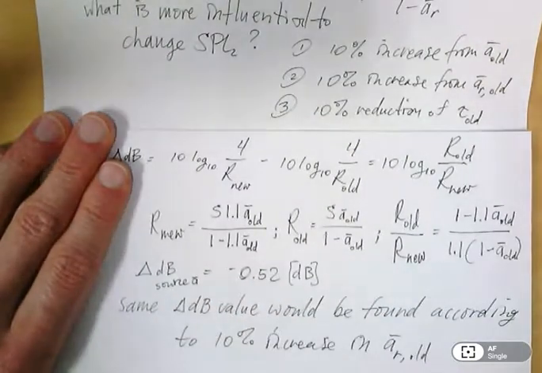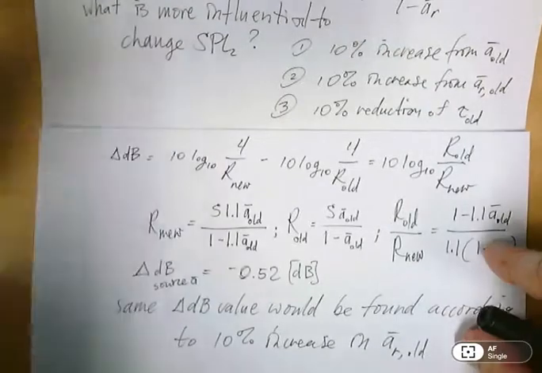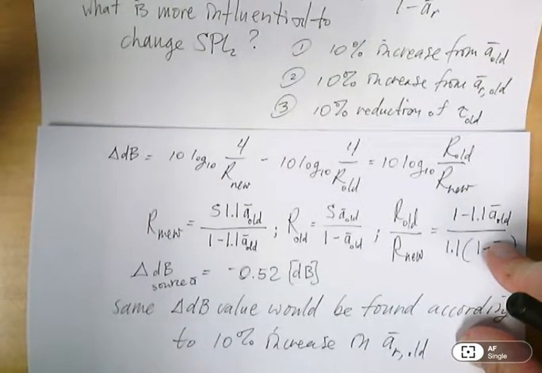So then we need to find out what is the delta dB associated with the change of transmission coefficient.